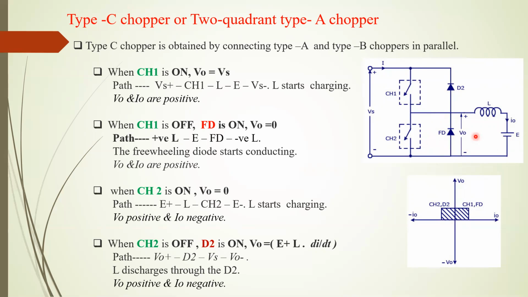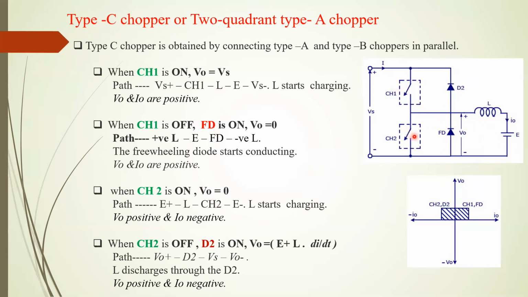In this condition, when the chopper is on, the L starts charging from its minimum position to its maximum position. At this time, V0 is positive, but the current will be negative. Here we assume the direction is opposite when we compare with the previous case, with respect to chopper 1. So it is in the opposite direction. We consider it as a negative current. So here V0 is positive, but I0 is negative.